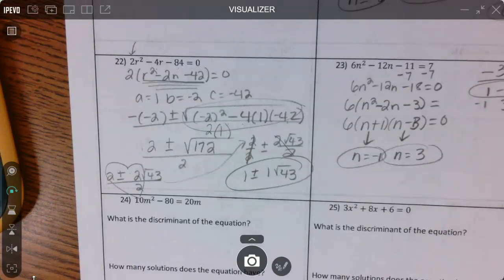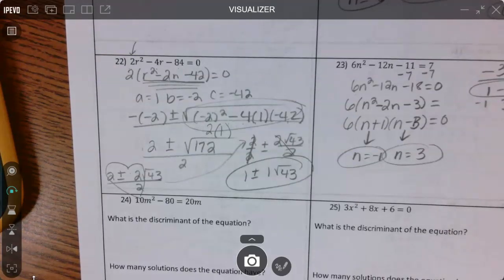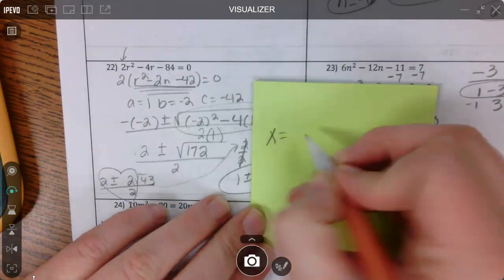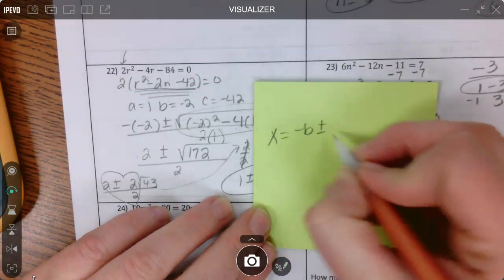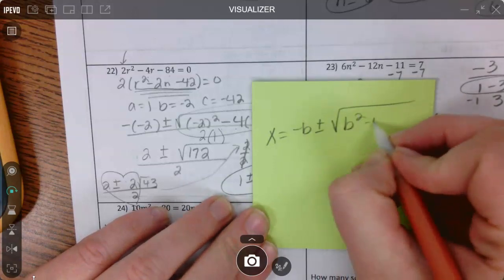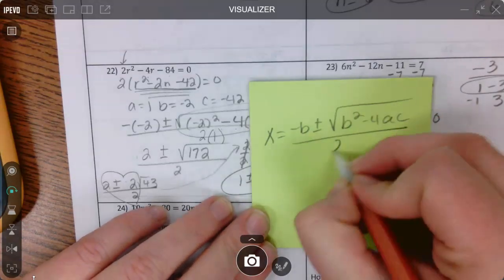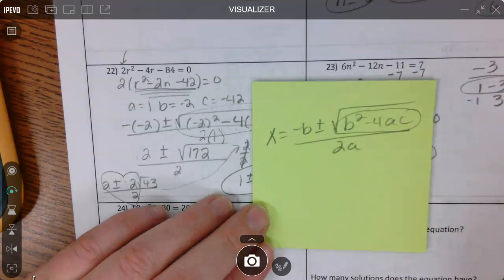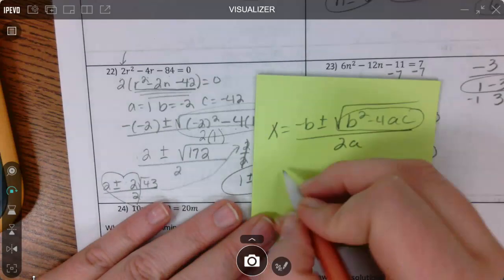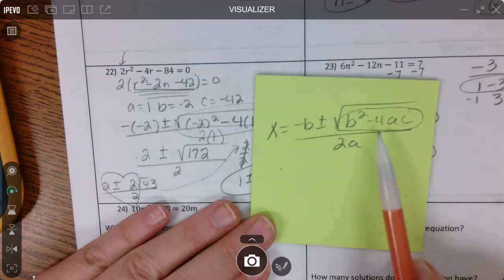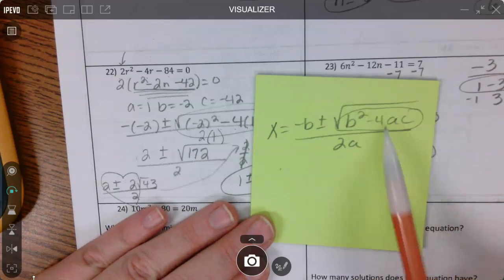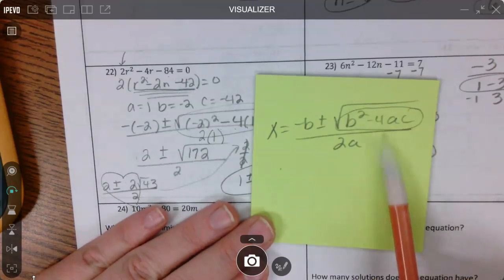The last couple questions are asking about the discriminant. The quadratic formula says x equals negative b plus or minus the square root of b squared minus 4ac all over 2a. The discriminant is just this part under the radical. If you get a positive number, you get two solutions. If you get a negative number, you get no solutions. If you get 0, you get one solution.